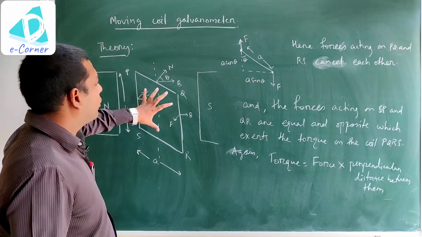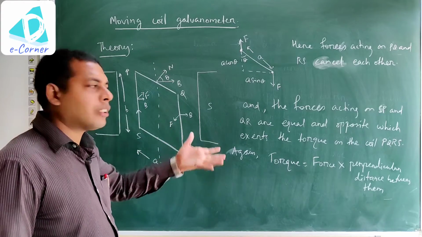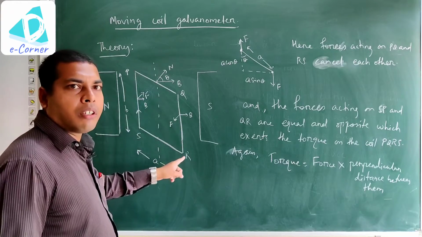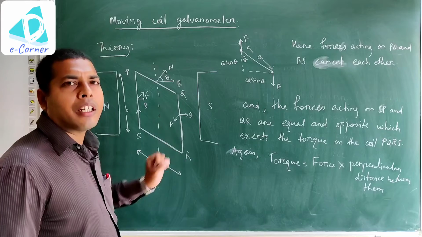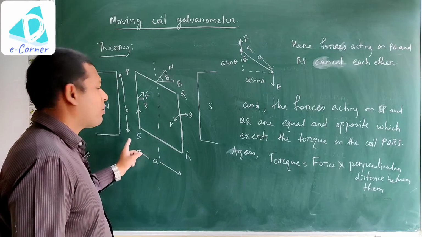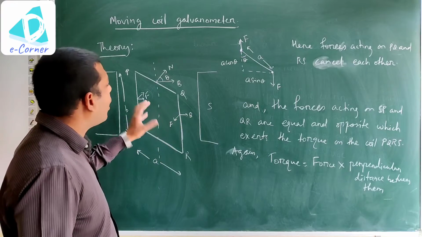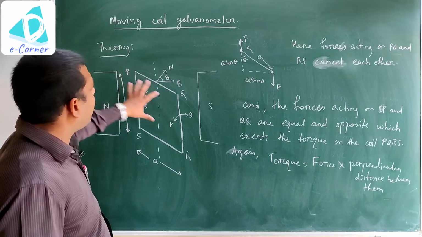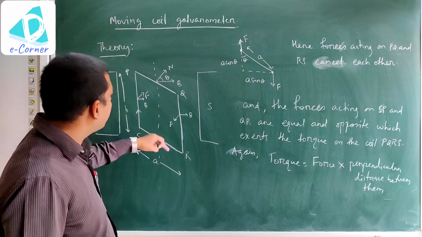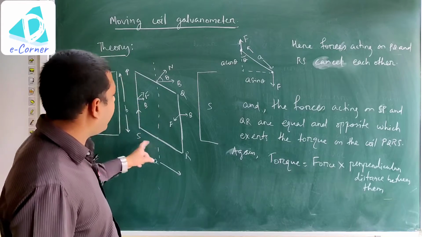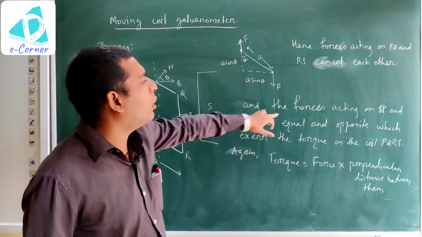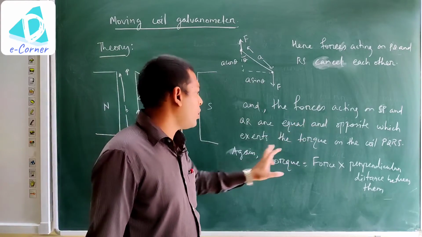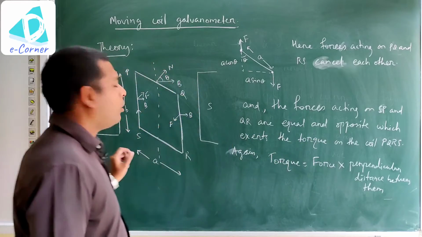In the theory, whatever I have discussed in the last class, that same thing you will write, because the coil is a rectangular coil which can be taken inside the galvanometer like PQRS. In the last class, the theory I had told, the same theory will appear here. The forces due to the sides PQ and RS will cancel each other, and the forces acting on SP and QR are equal and opposite, which exert the torque on the coil PQRS.